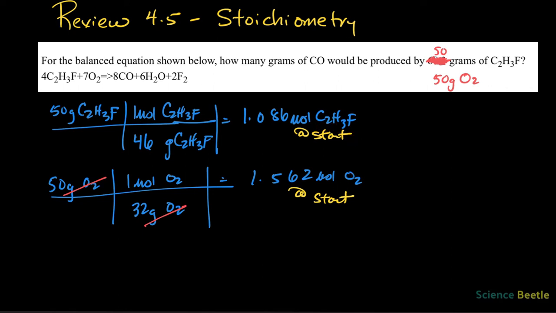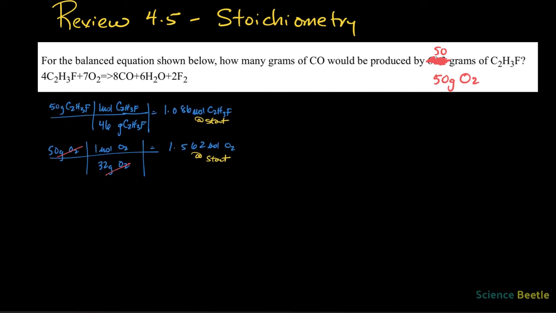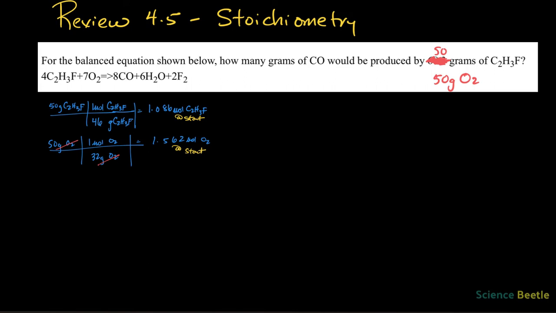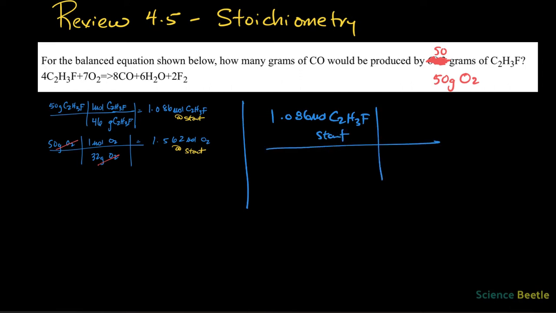And so in order to do that, what we'll need to do here is we'll need to adjust. And so let me make some space. Let me minimize that for a little bit. And we'll say here that if we start with 1.086 moles of C2H3F at the start, we're asking ourselves, how much of the oxygen do we need?